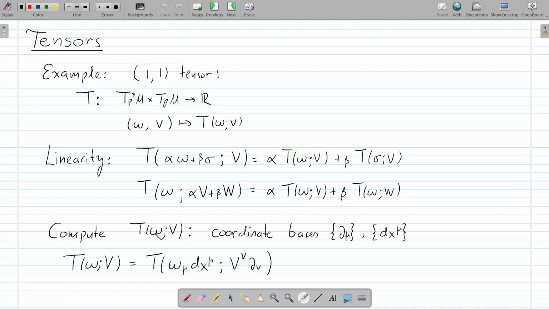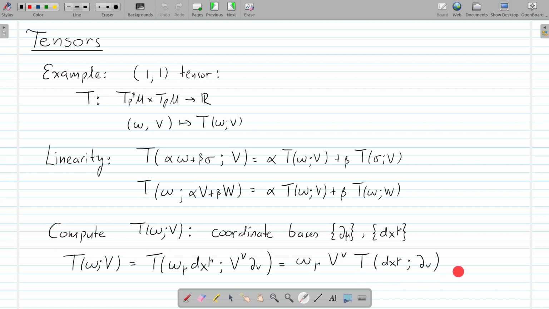So let's compute the action of such a tensor on any one form and vector v. We will start by considering coordinate bases, ∂_μ on the tangent space and dx^μ on the cotangent space. Then omega and v can be expressed as linear combinations in the respective bases, which gives us the components omega_μ and v^ν. The fact that this map is linear means that all the constants, omega_μ and v^ν, can be moved outside of the arguments of the function.